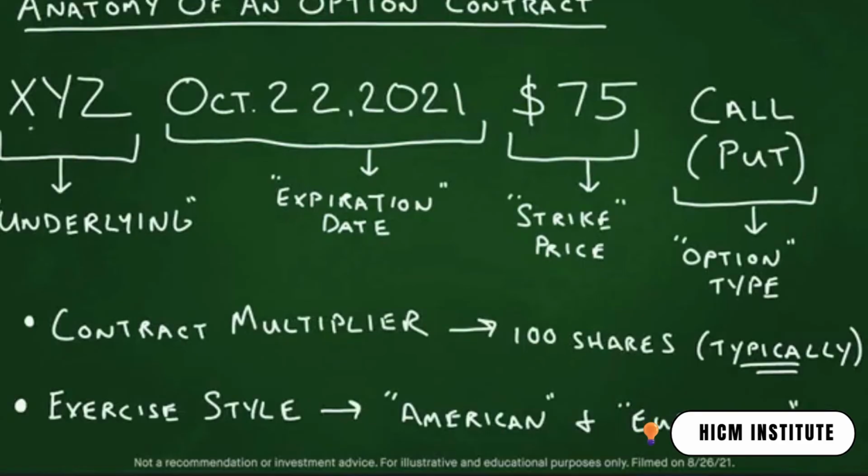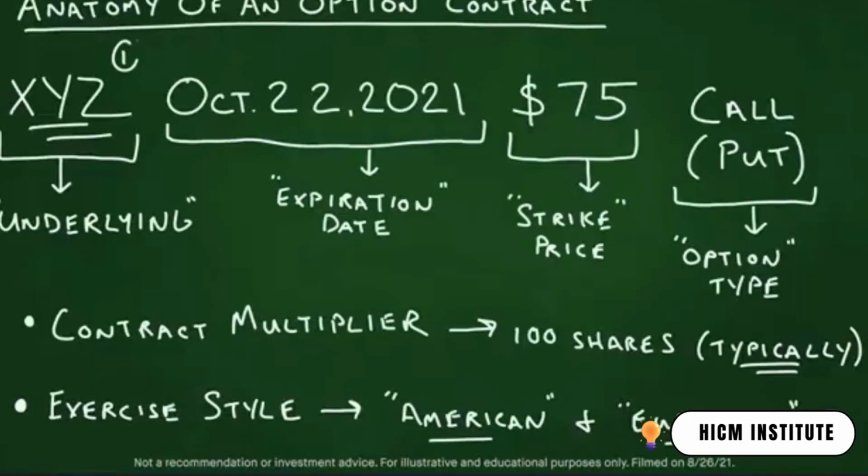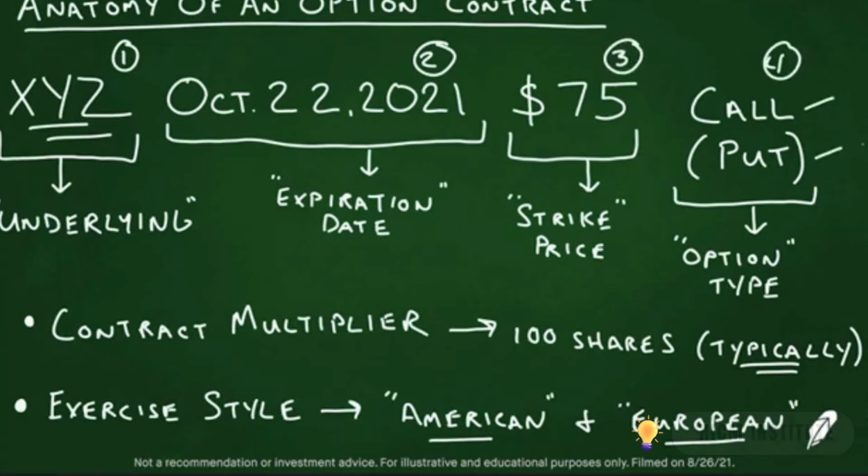And it's always important to know, depending on which underlying you're trading, it might be a European style option or an American style option. But the takeaway here, guys, is that every option has 4 main specifications: the underlying, the expiration date, the strike price, and the type of option, a call or a put.